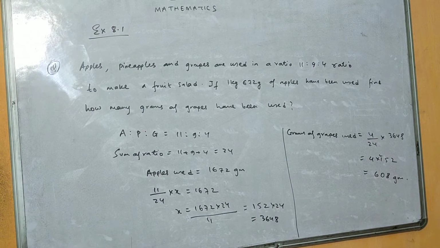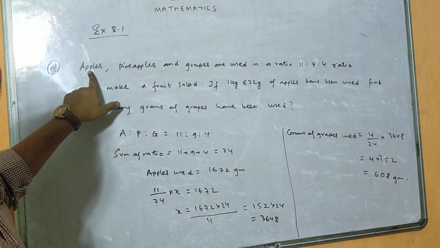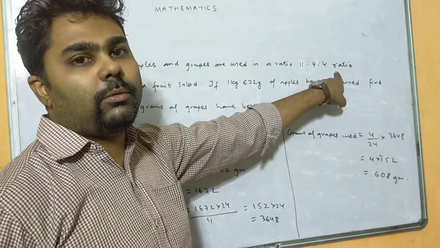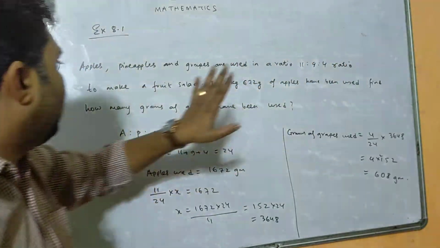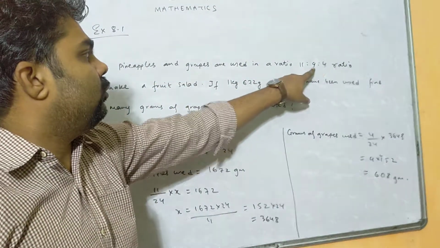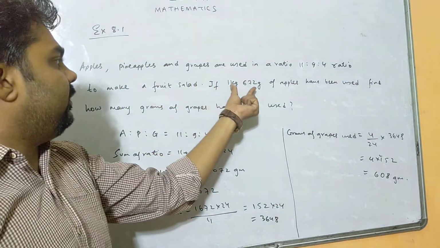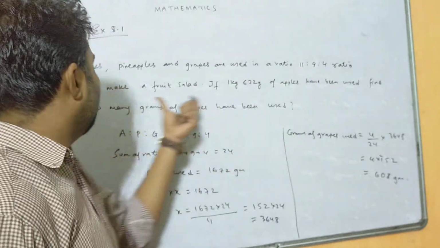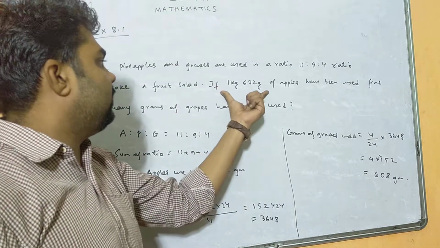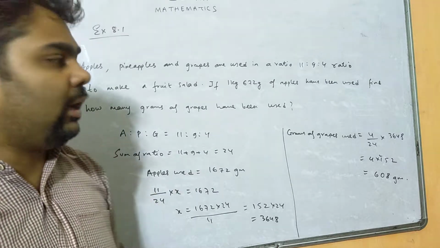So next question: apple, pineapples and grapes are in the ratio 11:9:4, right? So how much apple is there, pineapple and grapes? It is indicated in terms of ratio 11:9:4, right? To make a fruit salad, this much ratios of these apple, pineapple and grapes are required. If 1 kg 672 gram of apples has been used, find how many grams of grapes has been used. So to make one fruit salad this much quantity of apples are used. So how much grapes are used? So this is our question.